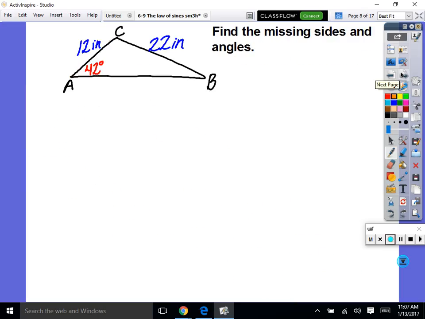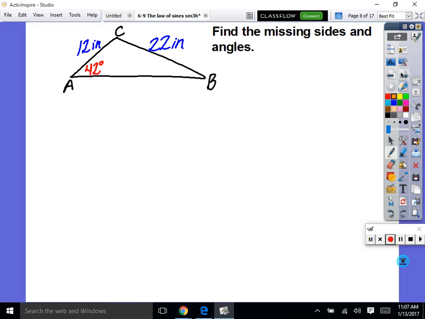So it says find the missing angles, sides, and angles. This is different, so you're going to want to watch. Don't say, oh, well, I already get it. Notice we're given one angle and two sides, and from that angle, one of the sides is across from it. Correct, everybody? 12, 22, 42.